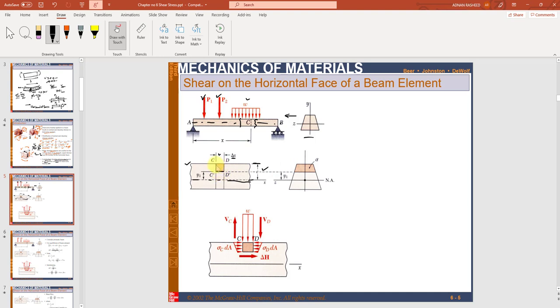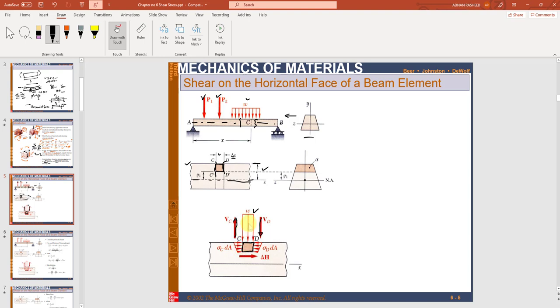So if we separate this portion CD, C dash, D dash from this beam, there are forces acting on this portion. As this beam is under the distributed load, definitely there will be a distributed load W acting on CD. Clear? Also, when you section the beam over these sides, definitely there will be a shear force VD at the face D, and there will be a shear force at this face C dash.